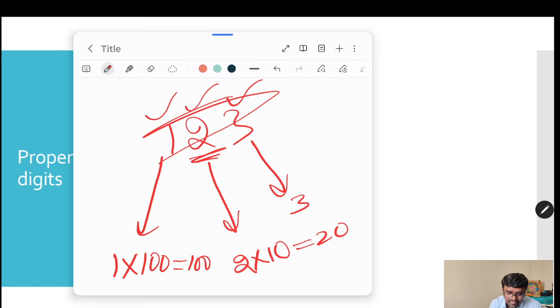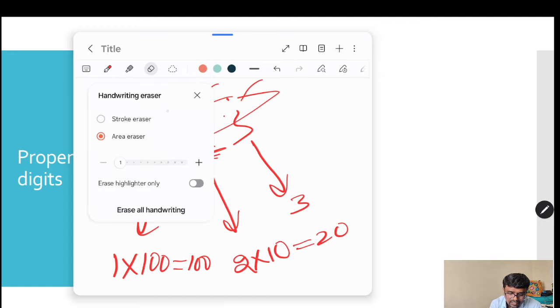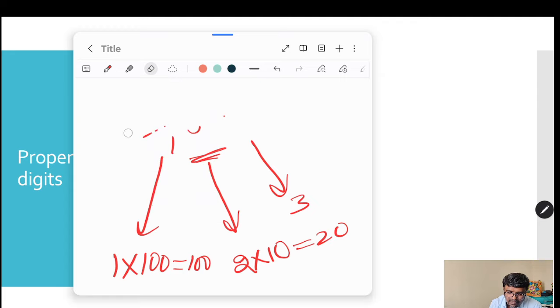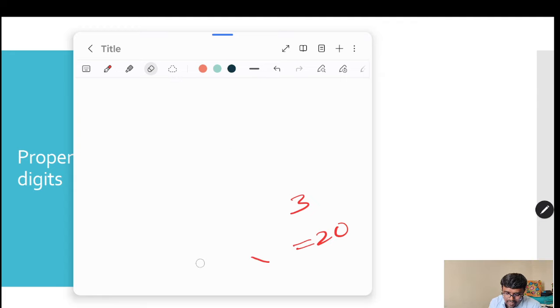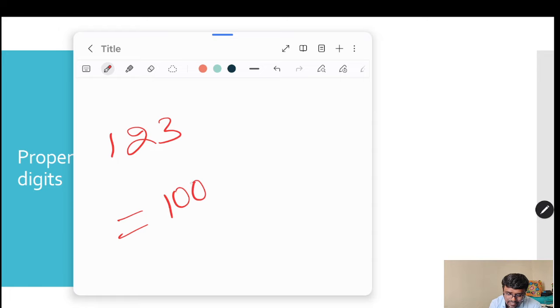So that's the reason 123 can be written as 100 into 1 plus 2 into 10 plus 3 into 1, which again becomes 123. That you know very well.